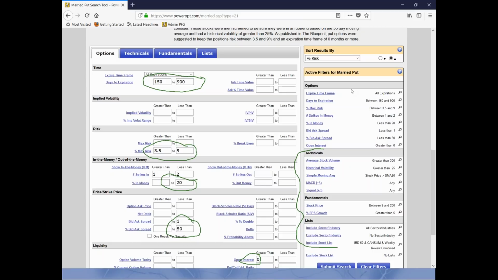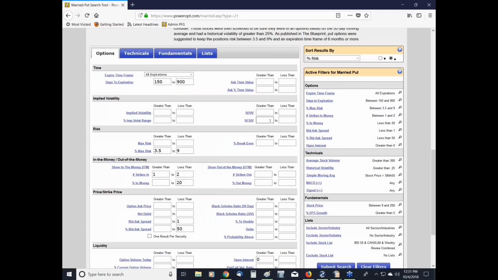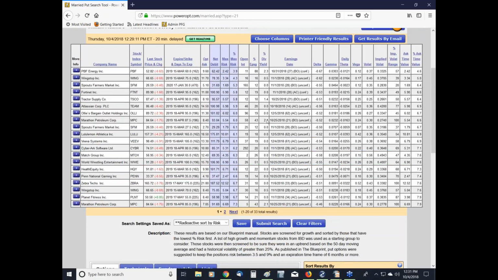And this is the same search criteria that I've been using since about 2007, 2008, all the way through the crash and beyond. Now, let's take a look at the results that came up just on this default screen. Our first one is an interesting one, PBF Energy. Stock's at 52.82, down 63 cents. A lot of things are down today.